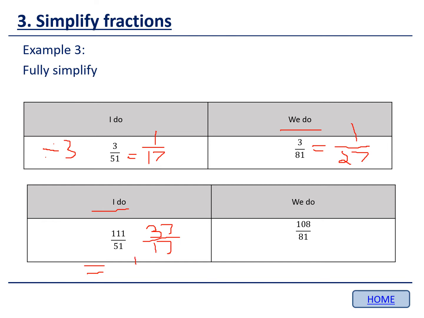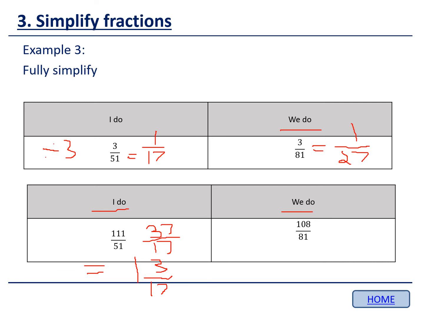So we know we've got one whole one, and then how do we get from 34 to 37? Well, that's only 3, so that must mean that there's 3 17s left. And that would be this improper fraction as a mixed number fraction. Have a go at the we do. Pause the video.